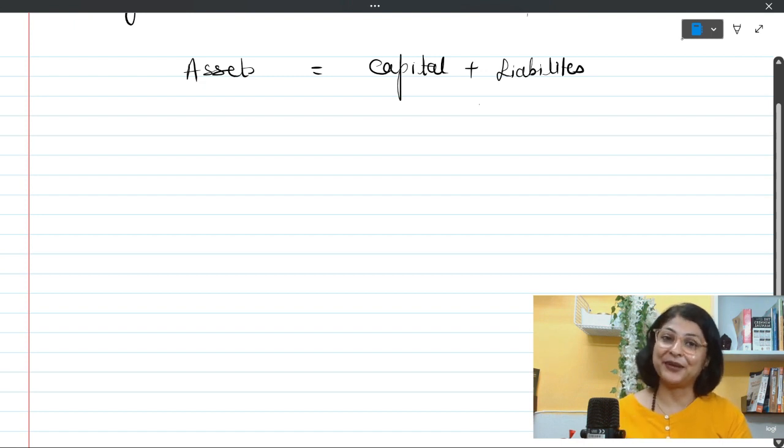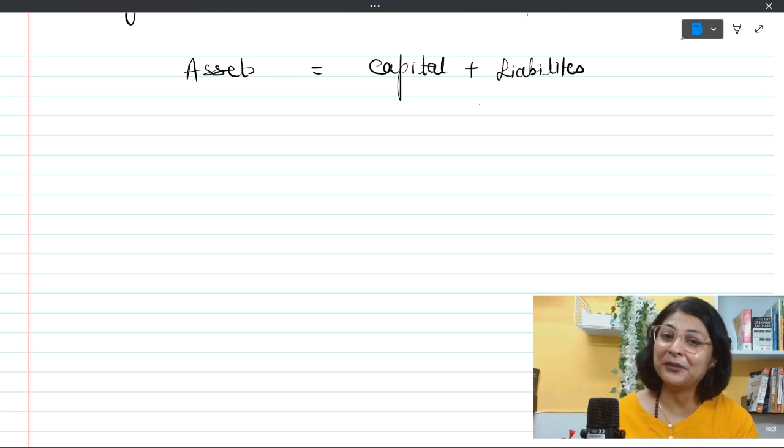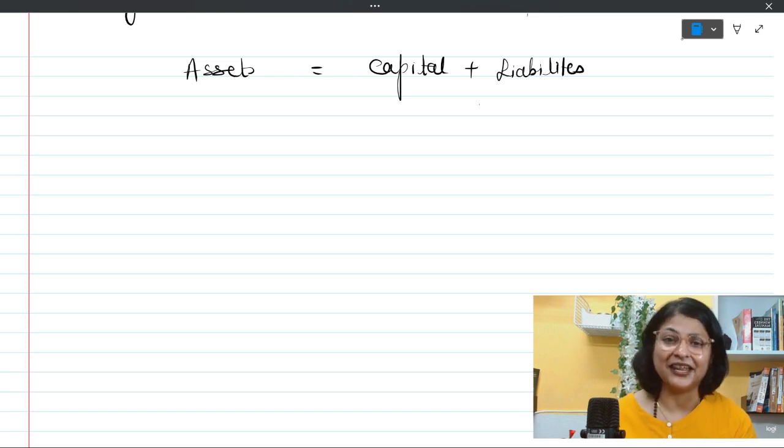Under dual aspect, we have studied that each and every transaction is going to have two impacts in the books of account. One account is going to be debited and another account is going to be credited. So in this accounting equation, we will see this practically, that if any transaction takes place, what happens to these three things which are known as assets, capital and liabilities. We will see the impact of each one under the accounting equation. So let's start our accounting equation with certain transactions.